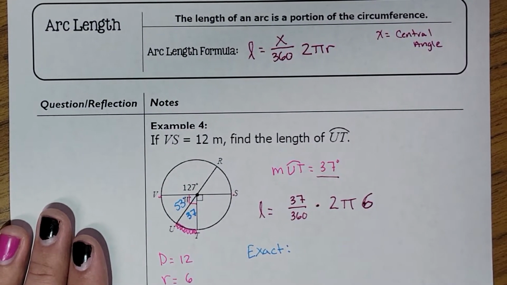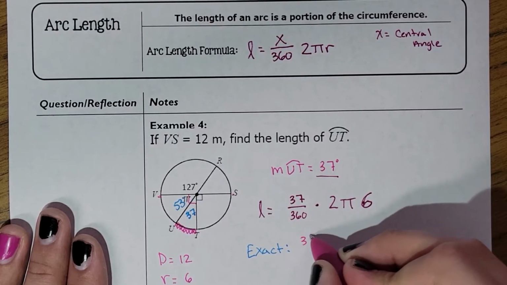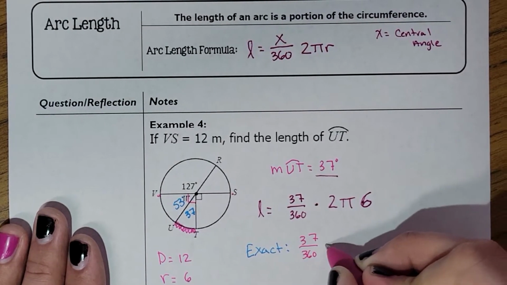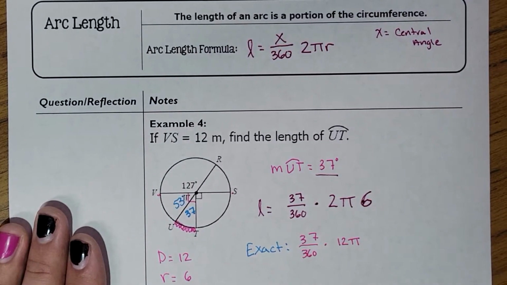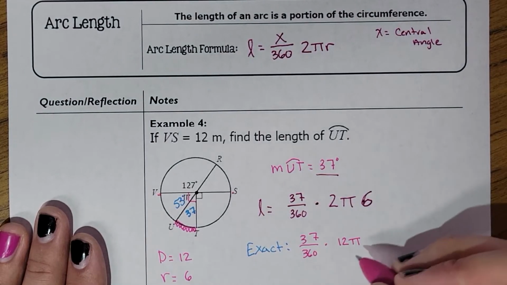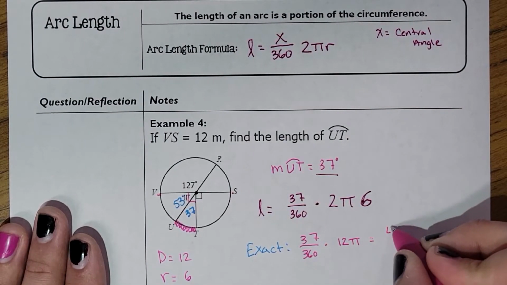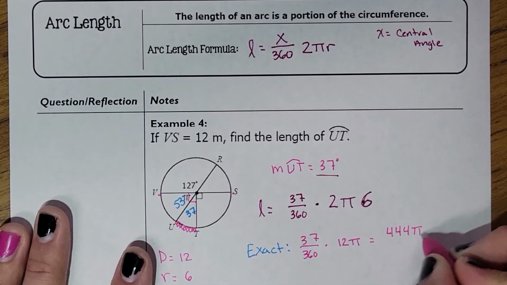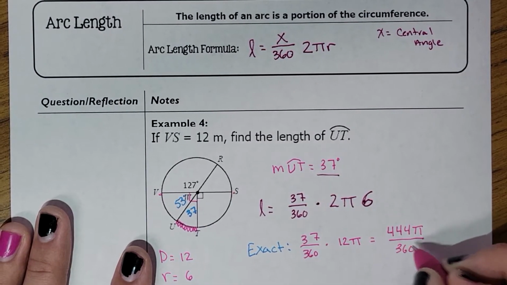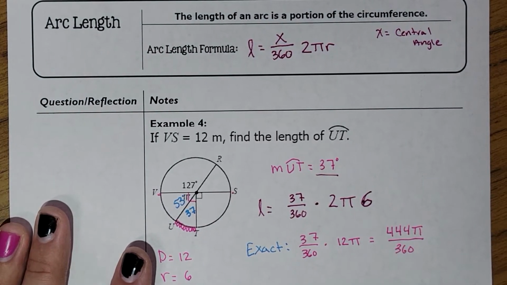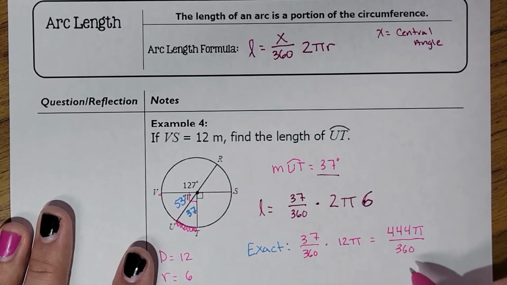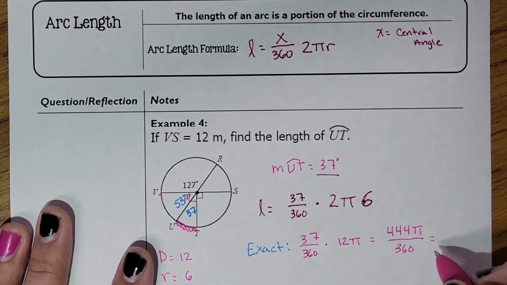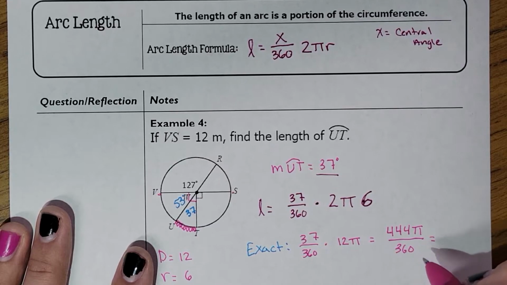So 2 times 6 is 12. So I get 37 over 360 times 12 pi. We're gonna then multiply that to our numerator. 12 times 37 is 444 pi over 360. And we would just check if that reduces, which it definitely is gonna reduce by 2, right? Actually, something bigger definitely goes in. 12.